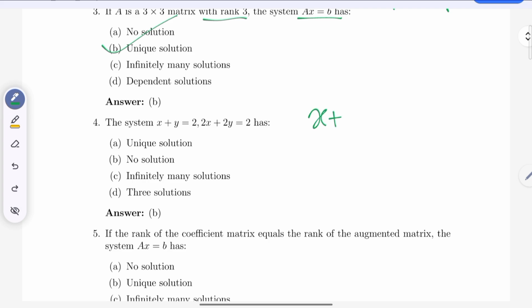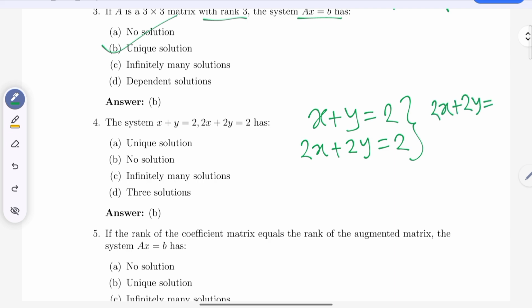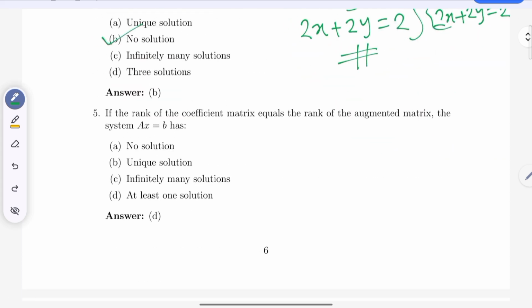Now for the next question, x plus y equals 2 and 2x plus 2y equals 2. If we multiply the first equation by 2, then we obtain 2x plus 2y equal to 4, and again the second equation is 2x plus 2y equal to 2. So if we see this, the same equation but 4 and 2, so this is impossible, that means no solution.